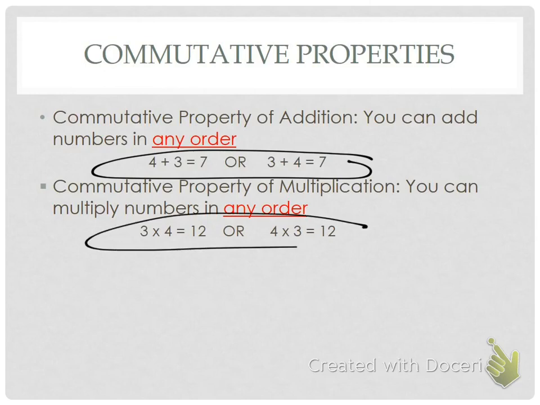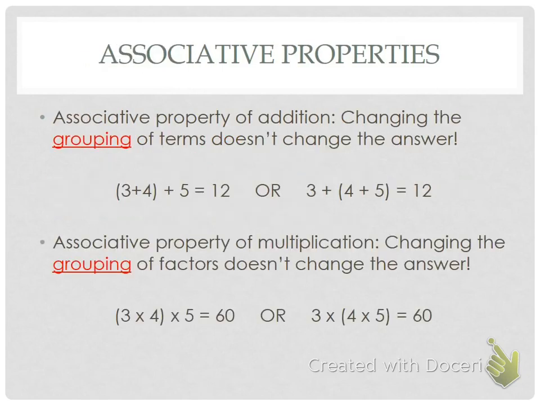What about multiplication? Same thing? Yes. Absolutely. So it doesn't matter what order we add, what order we multiply, we still get the same answer. Right, Andrew? Okay. All right, commutative property. Associative property says, what do we see in red? Changing the grouping of the terms doesn't change the answer.